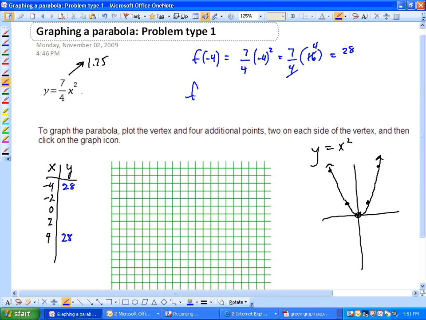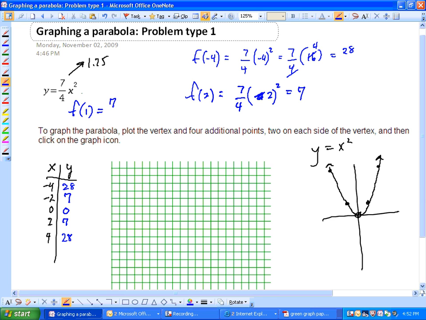I'm going to do f at 2. 7/4 times 2 squared. That's 4, right? So this 4 up here will kill that 4 down there, and I'll get a 7. So this will be 7, this will be 7, and that'll be a 0. Now, depending on your scale, you might not want to use 28. So what's another easy number to pick? 1, right? If I do f at 1 or -1, I'll get the same thing.